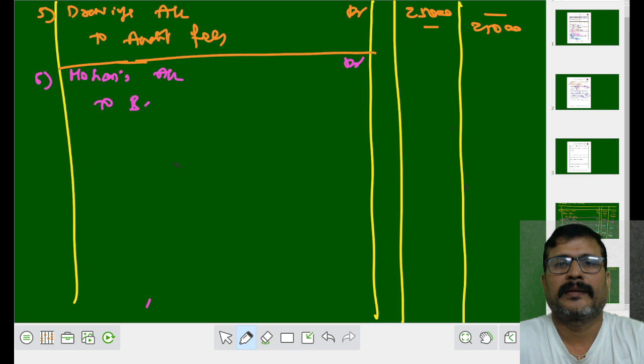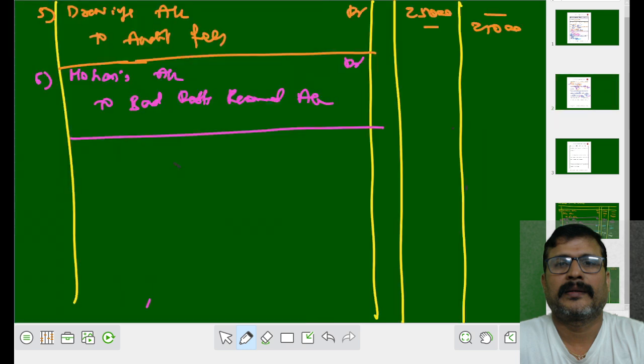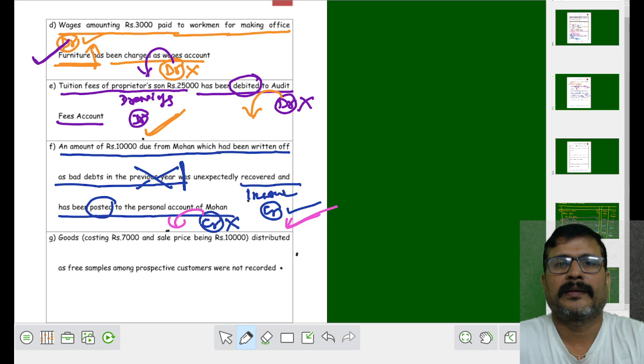Mohan's account debit to bad debts recovered account. How much amount, my dear students, here? An amount of rupees 10,000. Being wrong credit to Mohan's account is rectified. Shall we move on to the next transaction, my dear students?